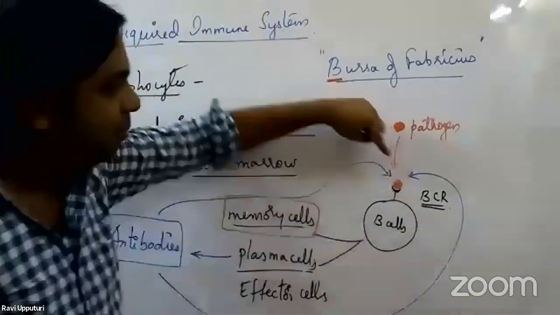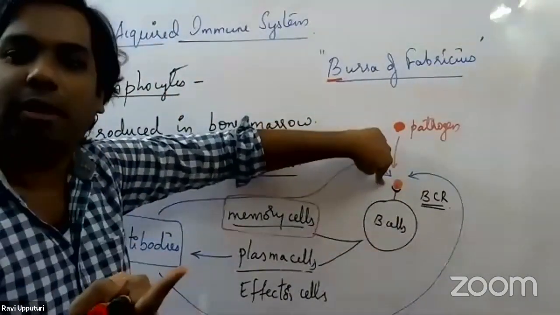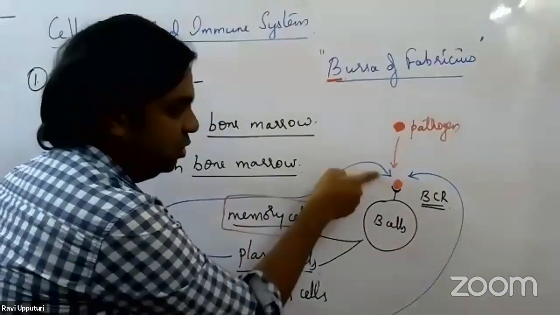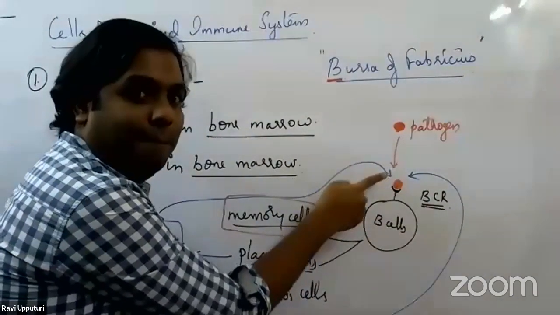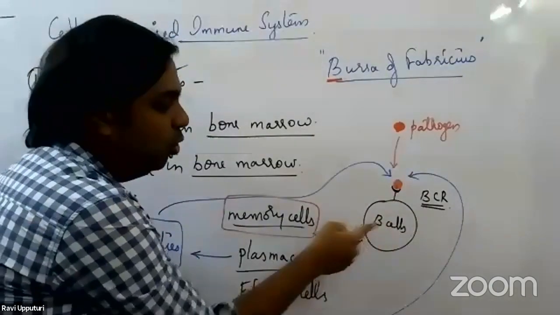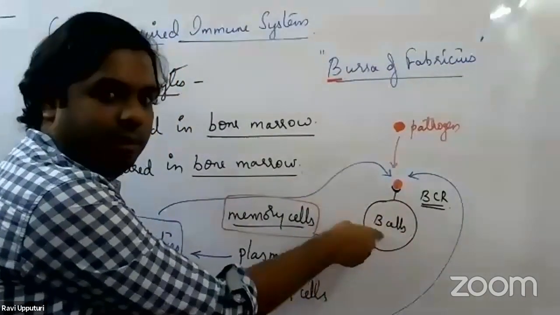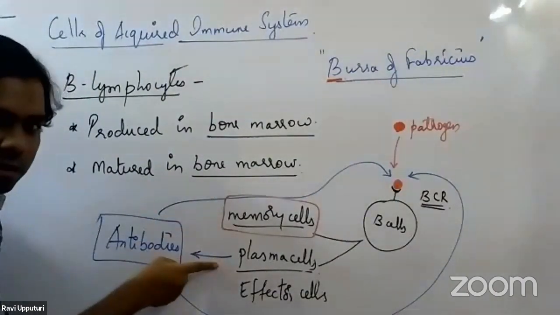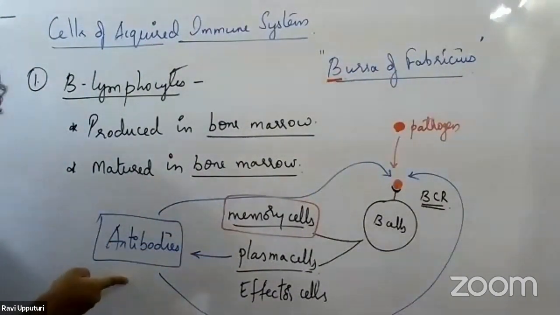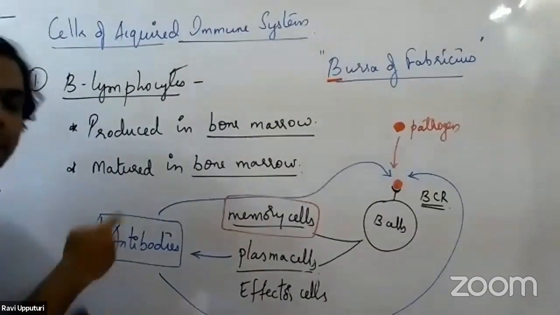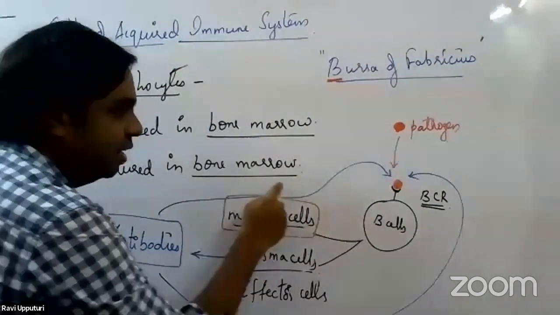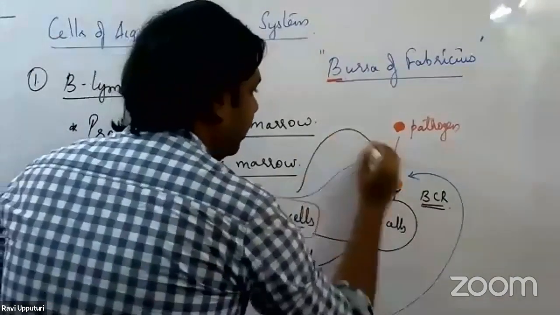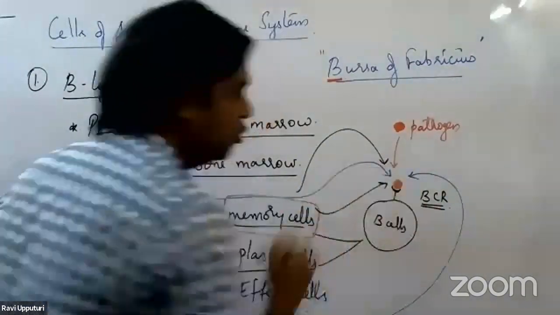Whereas, the second time, if the same antigen enters our body, recognition is common. But this time there is no need for activation of the B cell, no need for differentiation into plasma cells and memory cells, and no need for synthesizing the antibodies. But how will it fight again? These memory cells will directly start targeting this particular antigen during the second response.